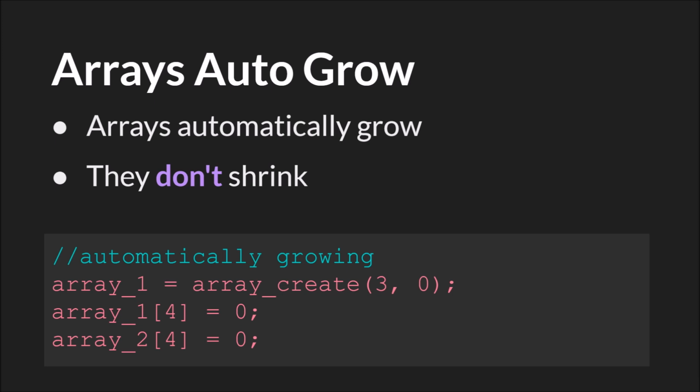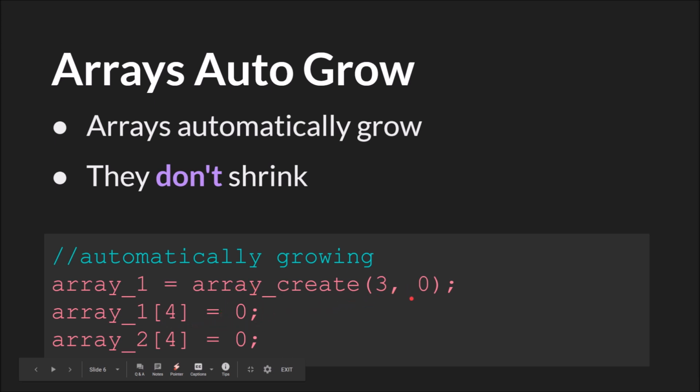If you need arrays to grow and shrink, you'd probably want to use a DS list, which we'll have another tutorial about. So here's an example of an array automatically growing. We create it with a length of 3, which again means it would have positions 0, 1, and 2. And then we can just set the value of position 4, which would actually grow the array by 2. Because remember, an array with a length of 3 will go up to 2. So an array with an index of 4 would actually be a length of 5. So this would increase the array by 2.